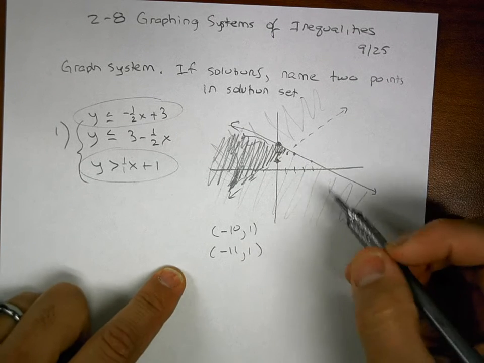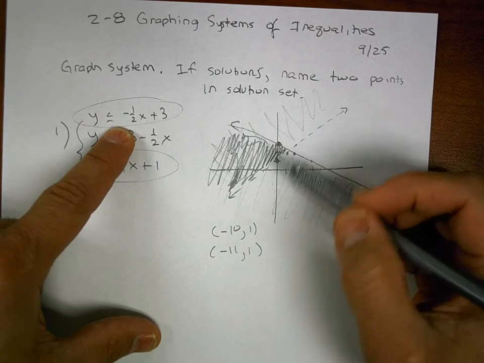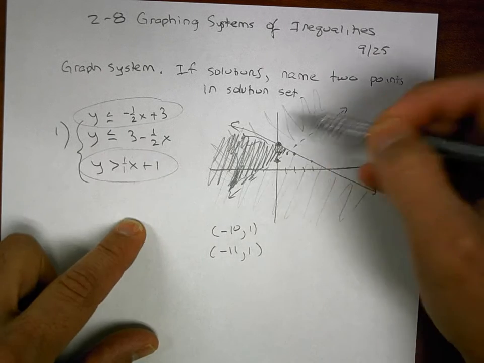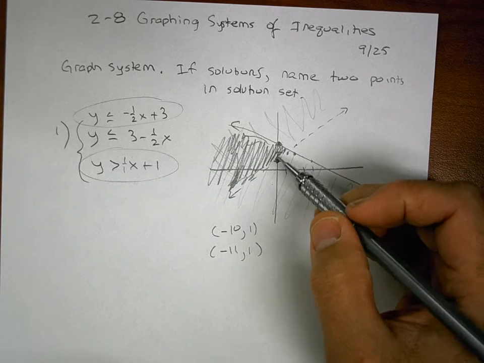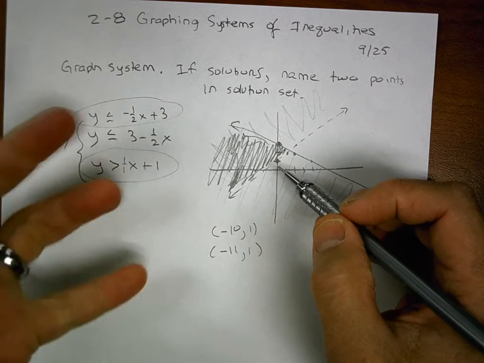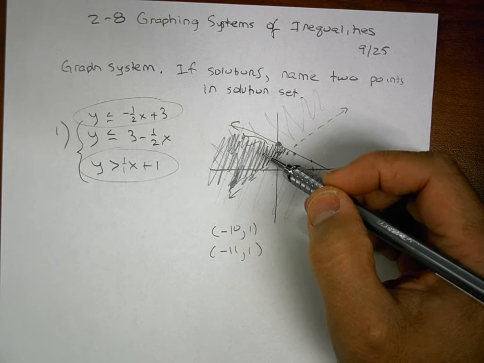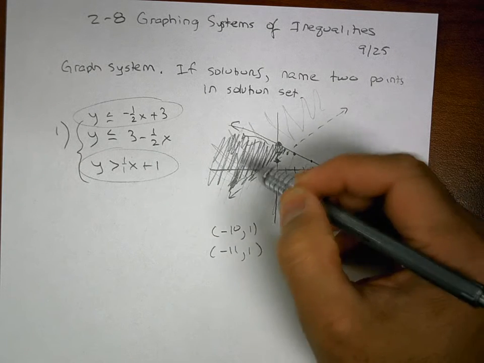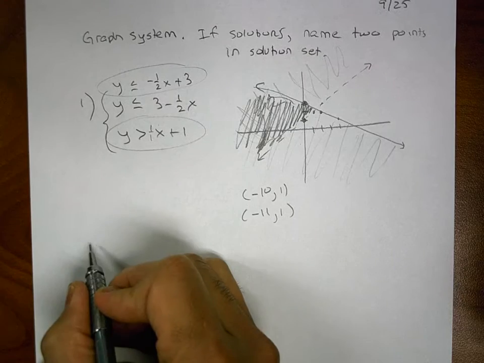So as far as shading, you can do it this way. You can shade each one of them, right? Less than this, greater than that, and then where they overlap. Or you can just kind of keep it straight and picture where it would shade and then where it would overlap and just shade that where they overlap. It's kind of up to you. But the darker one, those are your answers. Okay. All right. Number 2.